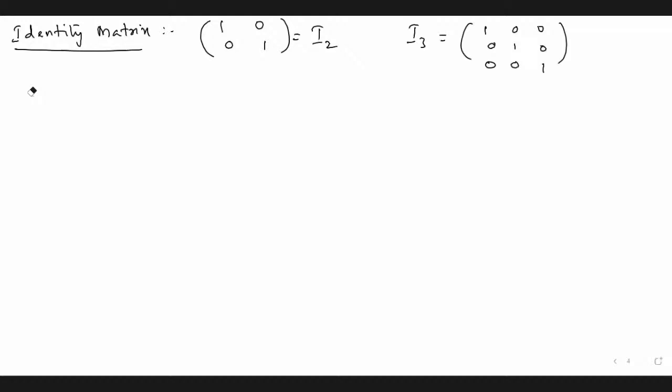Now, how to write this identity matrix theoretically? That is, capital A is equal to Aij, which is equal to 1 if I is equal to J, and 0 if I is not equal to J. Copy this one.